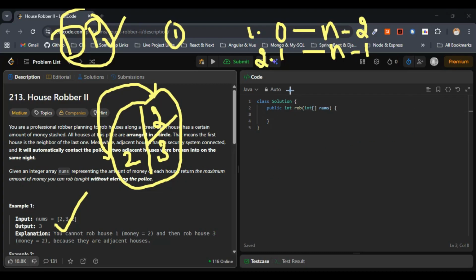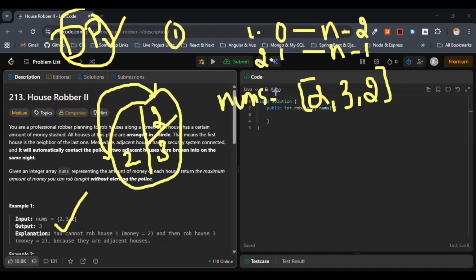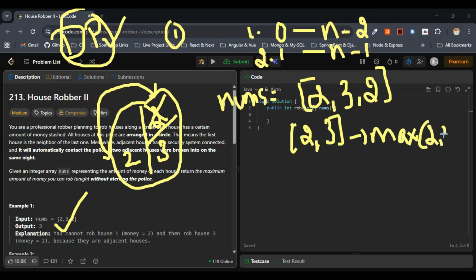So now let's consider the example. We have 2 3 2 here, nothing but nums we have been given, the first example. Now case A is exclude the last. Suppose we exclude the last, this one. Now we will be considering 2 comma 3. So this DP yields max of 2 comma 3, and the answer will quite obviously be 3.